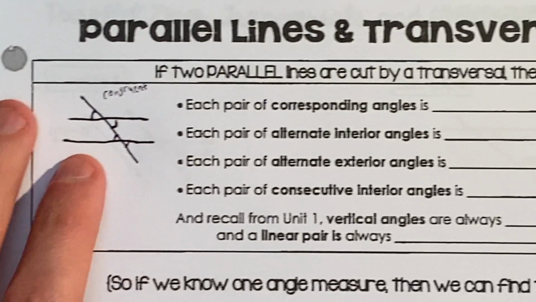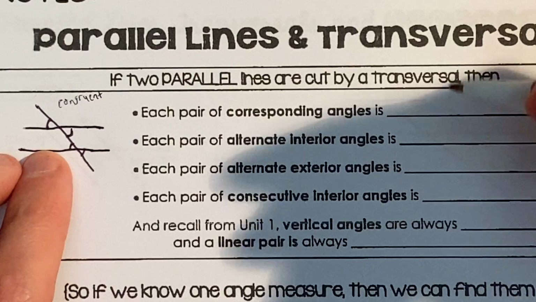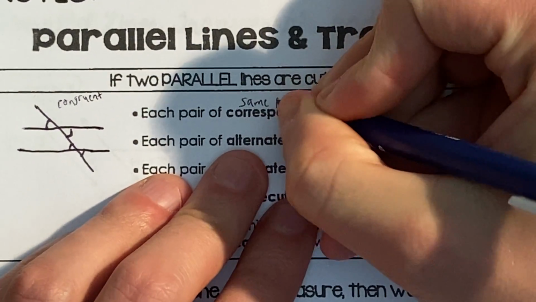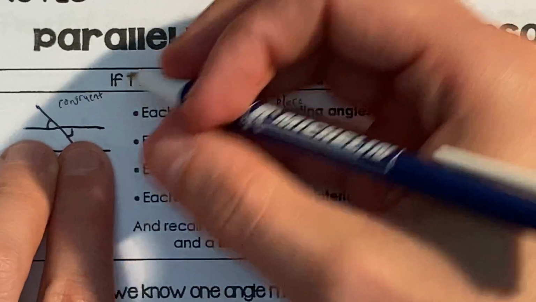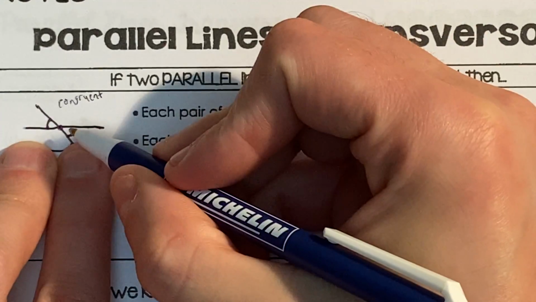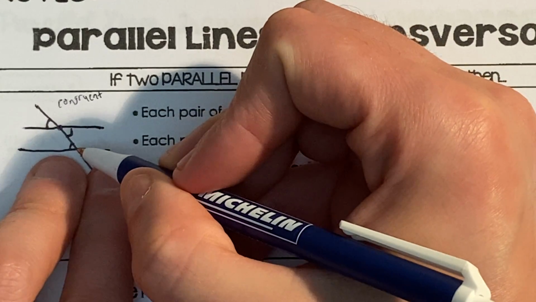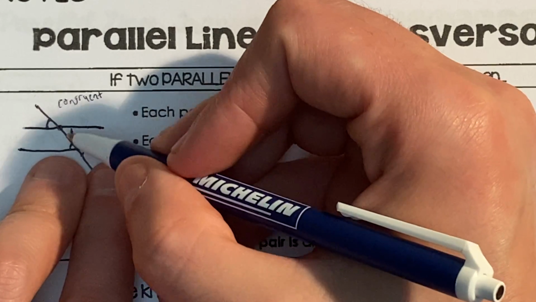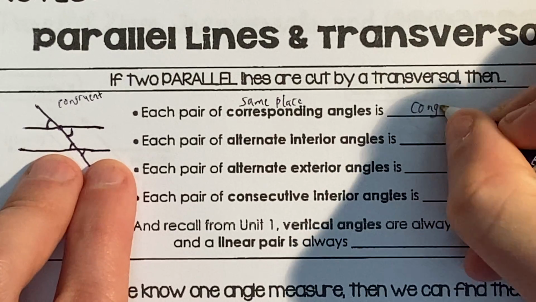So if we were to look over here, it is now saying each pair of corresponding angles. If you forgot what corresponding means, it means they're in the same place. As I said before, this one up here, the top left, is going to be the same thing as down here's top left. In both of these cases, I have that little mark right there to show that they're congruent. So corresponding angles will be congruent.